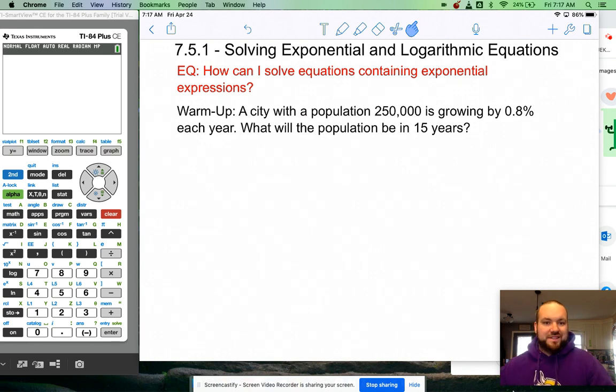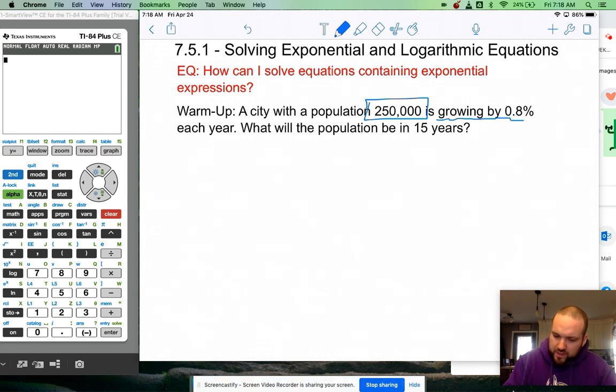So our warm-up is a city with a population of 250,000 is growing by 0.8% each year. What will the population be in 15 years? So we have an initial value or a start value of 250,000. We aren't given the year, but that's okay. We can assume it's just present day. It is growing, so we're going to have exponential growth by 0.8%.